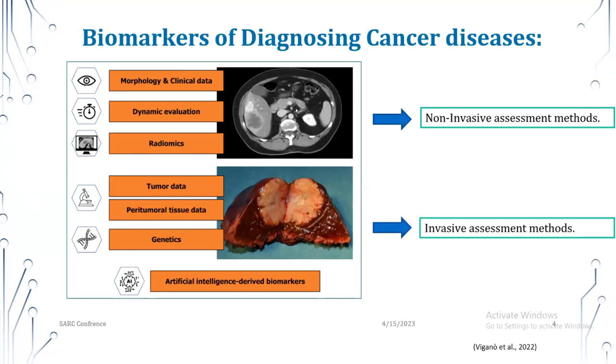So how can biomarkers be extracted for diagnosing cancer diseases? It can be done by various techniques. For example, through morphology and clinical data analysis, and also through dynamic evaluation of the images, for example CT scan, MRI, and PET scan. And also they can use radiomics. So what is radiomics? Radiomics means extracting features from these medical images using many techniques such as machine learning or deep learning. So why exactly are we focusing on radiomics? Because it is a non-invasive assessment method.